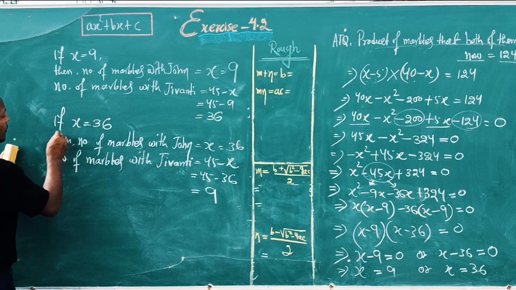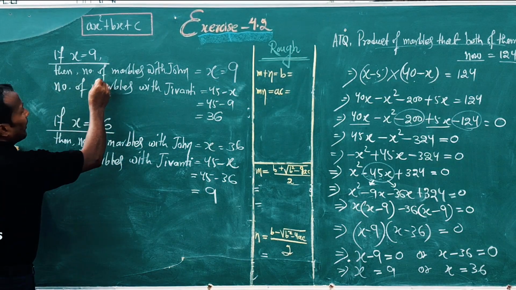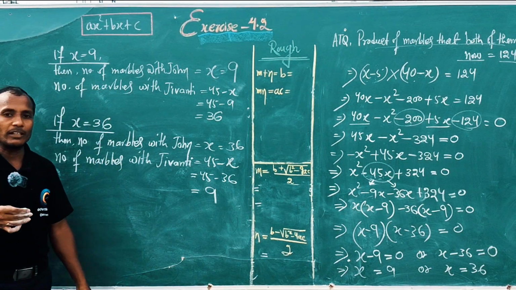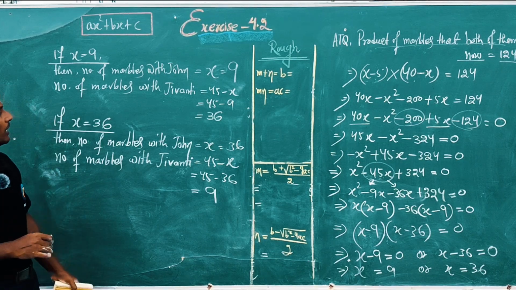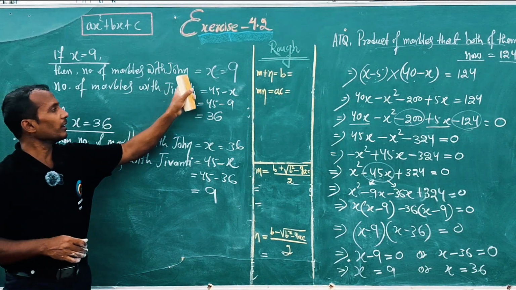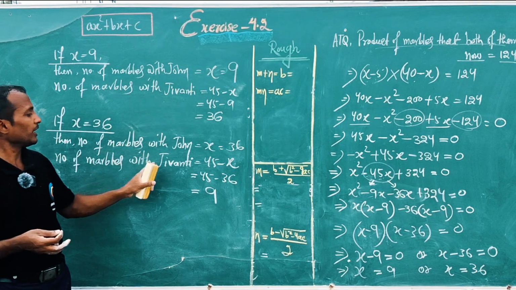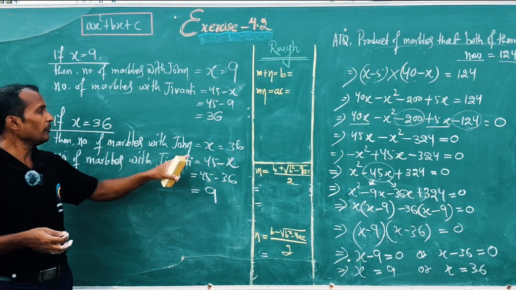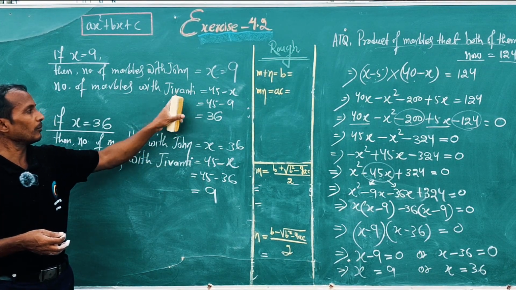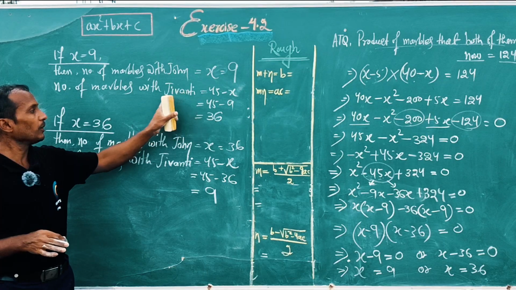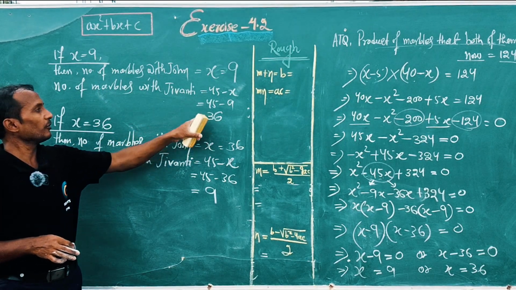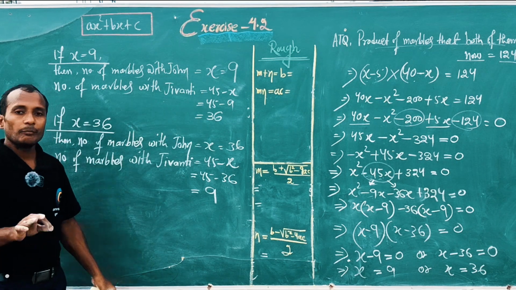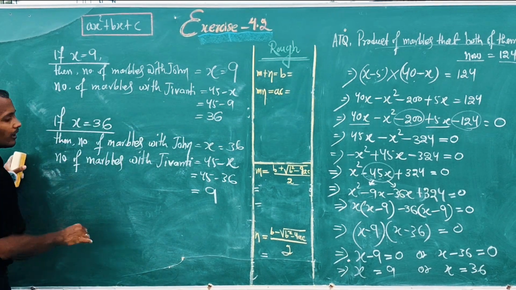Actually both these cases are your answers. In the question it is not mentioned whether Jivanti has more marbles or John has more marbles. If that thing is mentioned, then suppose John has more marbles, we could say that John has 36 and Jivanti has 9. If it is told that Jivanti has more marbles, the number of marbles with Jivanti is more than John, then we could say this case is right. Taking x is equal to 9, we could say Jivanti has 36 marbles and John has 9 marbles. Because it is not mentioned, both these things are our answers.